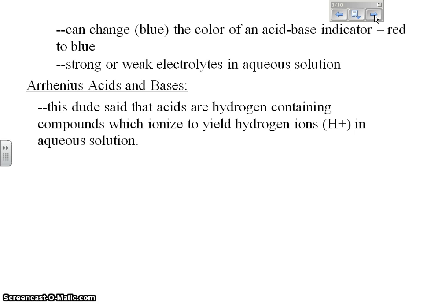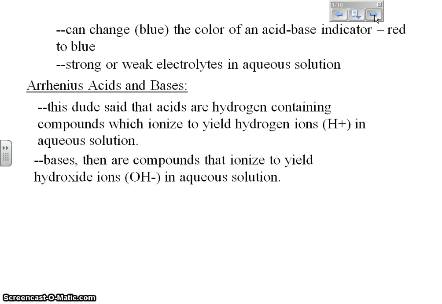So acids are hydrogen-containing compounds which ionize to yield hydrogen ions, which means it has lost an electron, in an aqueous solution. Bases, then, are compounds that ionize to yield hydroxide ions, OH negative, in aqueous solution. So that means an Arrhenius base ionizes and gains an electron in an aqueous solution. So H positive are hydrogen ions and OH negatives are hydroxide ions. Those are things you must memorize.